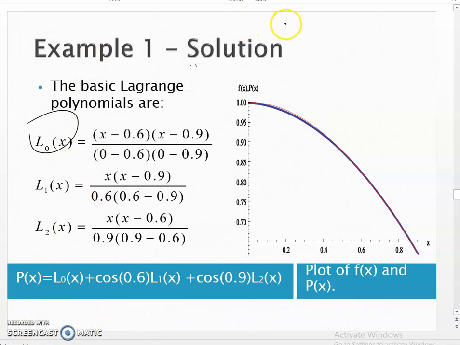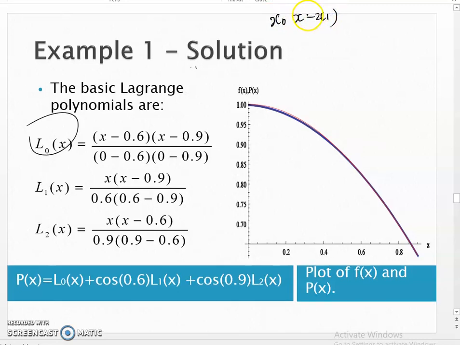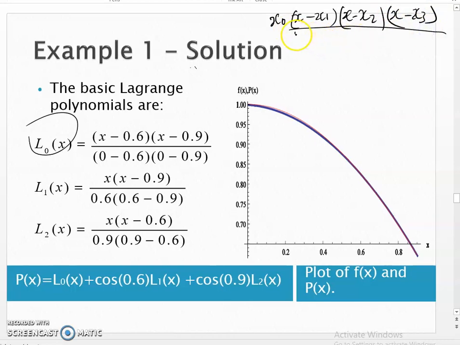So using Lagrange's interpolation method, for L0 we have x minus x1, x minus x2, x minus x3, that is if we have up to 3 terms, divided by x0 minus x1, x0 minus x2, x0 minus x3. Of course, we multiply this by y0.